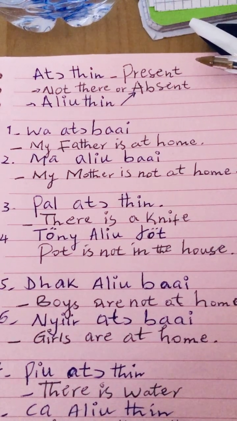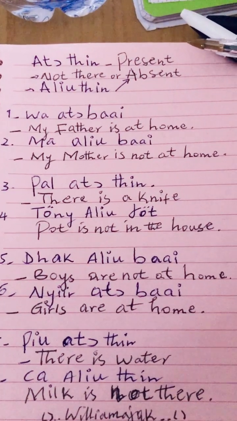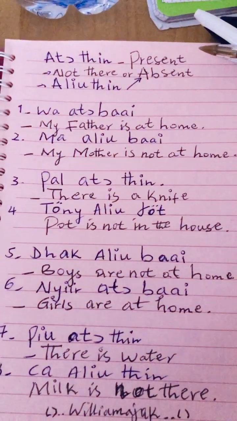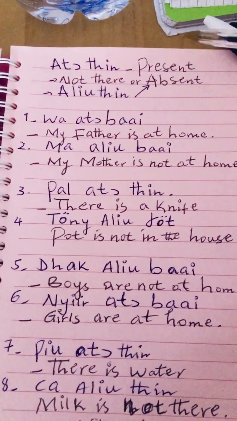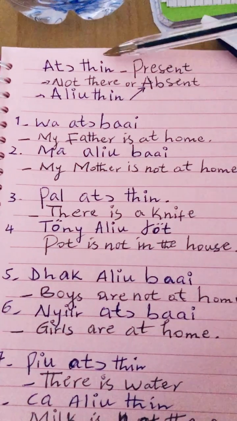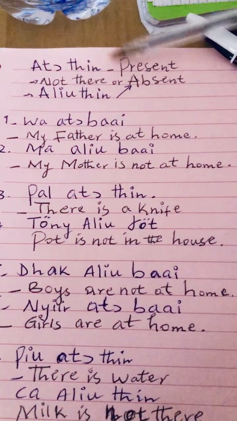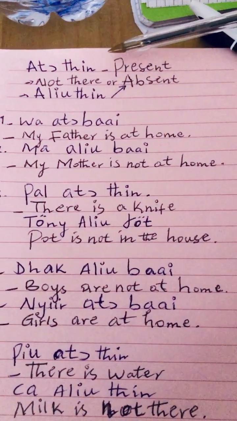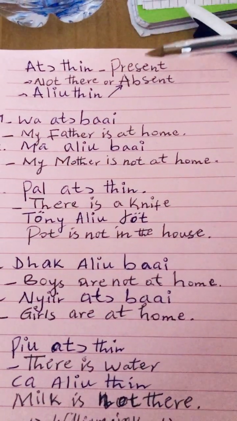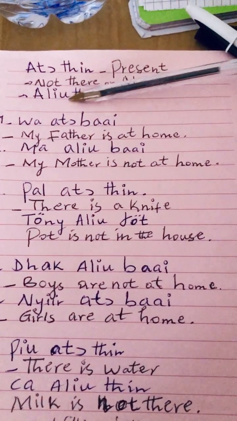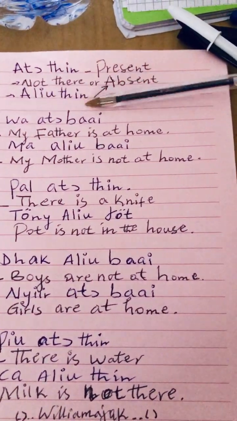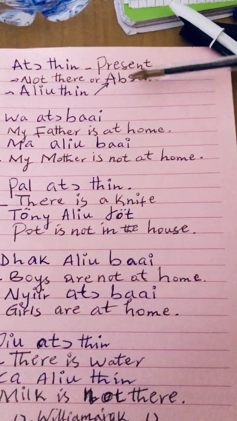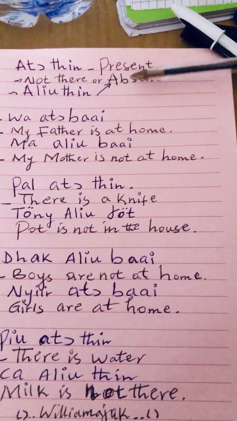Today we are going to learn short phrases in Dinka language and translate them into English. The first thing we need to know is atautin. Atautin means to be present. Something that is present is atautin. And the opposite is aliutin. Aliutin means to be absent, not there.